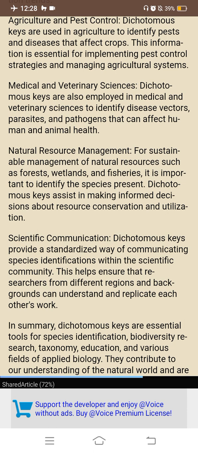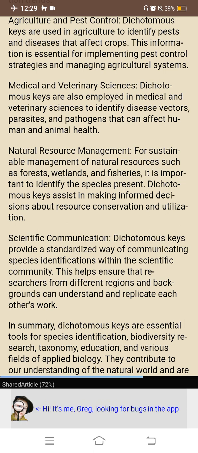Dichotomous keys are also employed in medical and veterinary sciences to identify disease vectors, parasites and pathogens that can affect human and animal health. Then natural resource management. For sustainable management of natural resources such as forests, wetlands and fisheries, it is important to identify the species present. Dichotomous keys assist in making informed decisions about resource conservation and utilization.